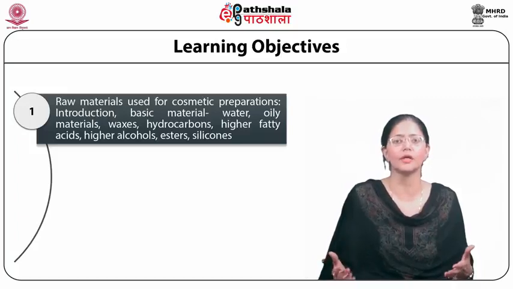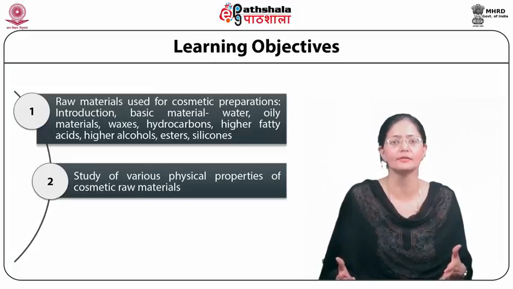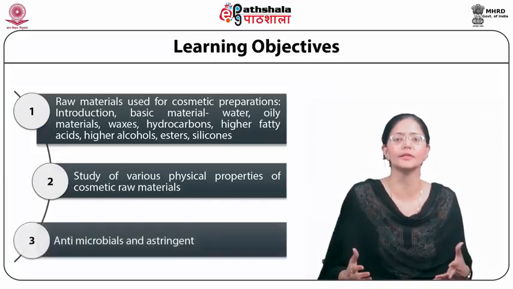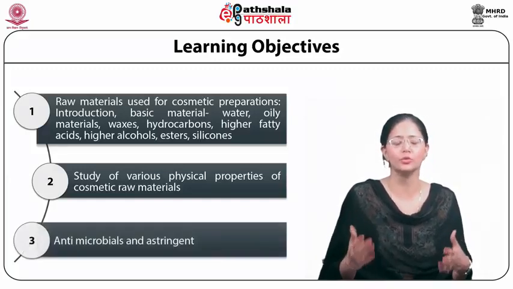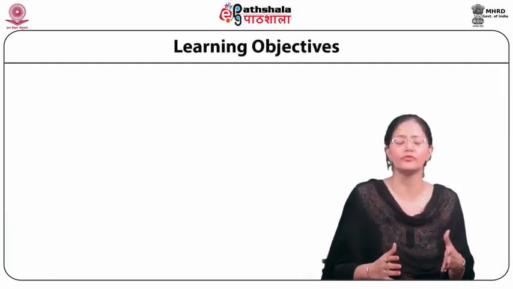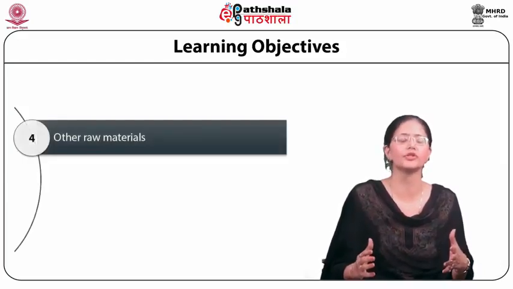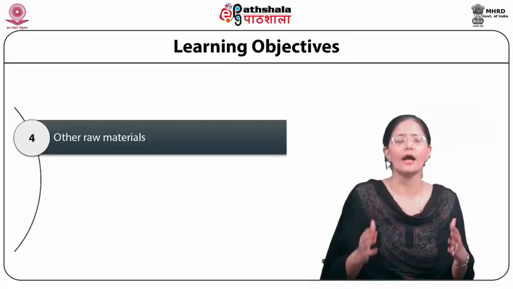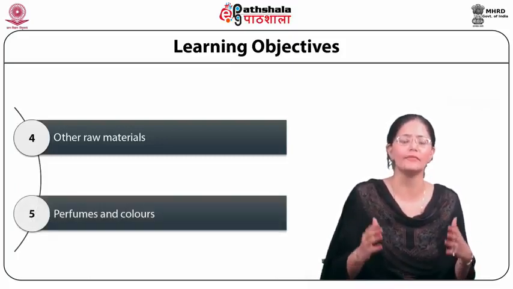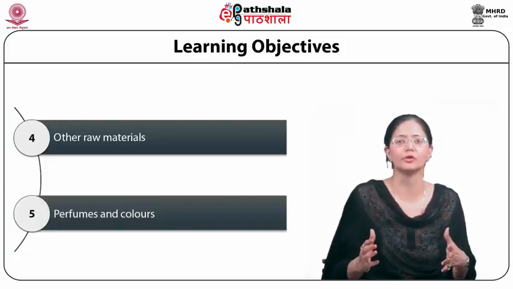In the second part, we are going to study the various physical properties of cosmetic raw materials. The third part of the module will include a study of the antimicrobials and astringents used in the formulation of these cosmetic products. The fourth component of the module would include the various other raw materials used in the formulation of the cosmetic products. And finally, we are going to end with a study of the perfumes and the colors and their importance in the formulation of cosmetic products.